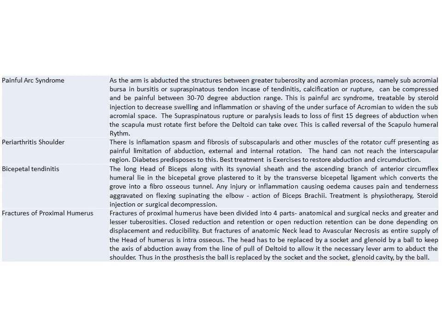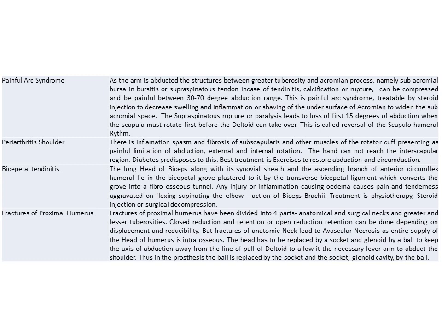Fracture of the proximal humerus has been divided into 4 parts: anatomical and surgical necks, and the greater and lesser tuberosities. Closed reduction and retention or open retention can be done depending on displacement and reducibility of the fracture. But fractures of the anatomic neck lead to avascular necrosis of the head, as the entire supply of the head of the humerus is intraosseous.